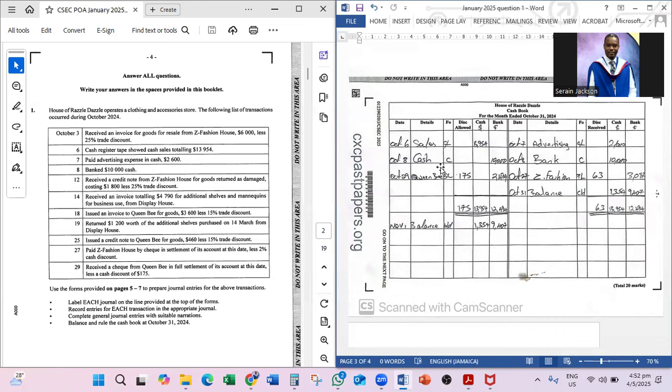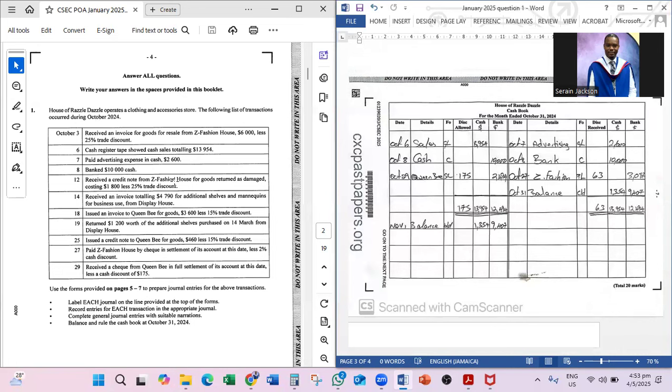All right, good evening. So moving on, for October 8th, let me just finish it up. October 8th, in the details column you have cash, in the folio column you have the C to represent contra, and you put the money in the bank column, because the bank is receiving. All right, and then now we move to October 12th.